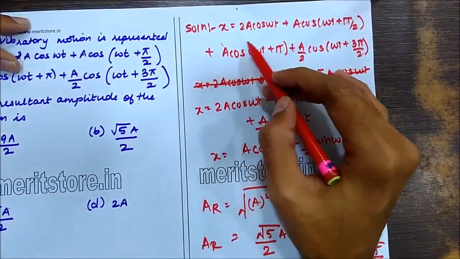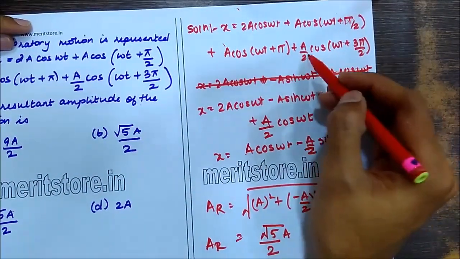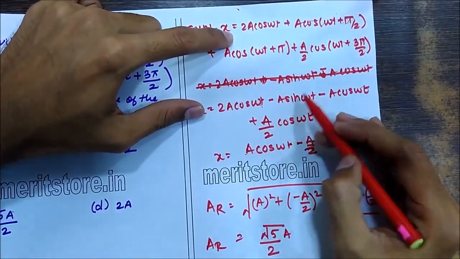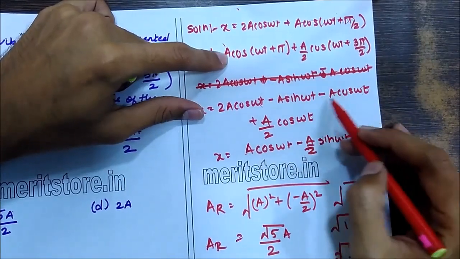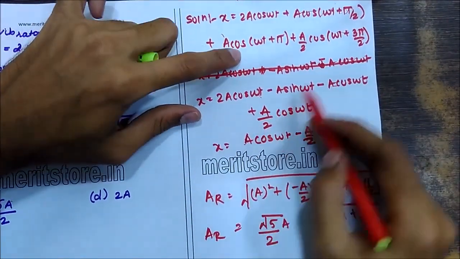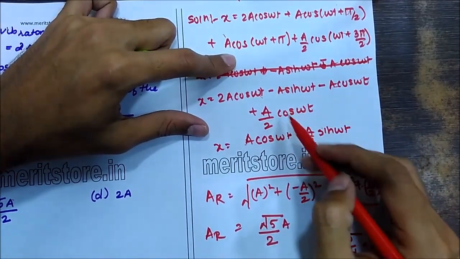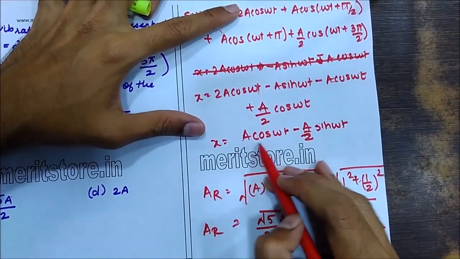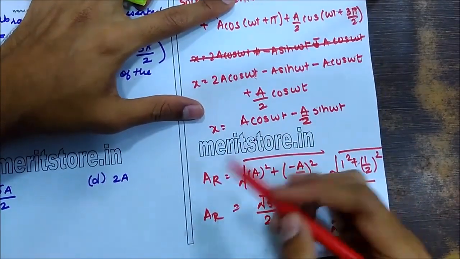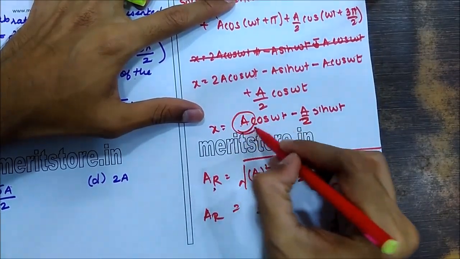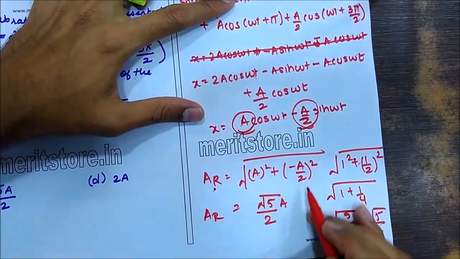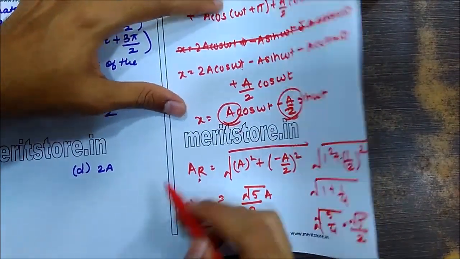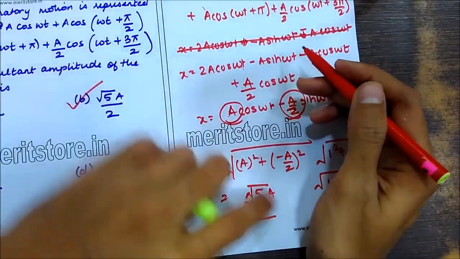So we have the solution: we write the entire equation as it is, then we take it in the format 2a cos omega t. Here a cos(omega t plus pi by 2) becomes minus a sin omega t. Again here it is 180 degrees, so it becomes minus a cos omega t. Next, a by 2 cos(omega t plus 3 pi by 2). Cancelling the other terms, the resultant displacement, the resultant equation, is a cos omega t minus a by 2 sin omega t. So the resultant amplitude is given by the square root of the sum of squares of the amplitudes, so a squared plus a by 2 the whole squared, that gives you root 5a by 2, the amplitude. So the resultant amplitude is option B, root 5a by 2.